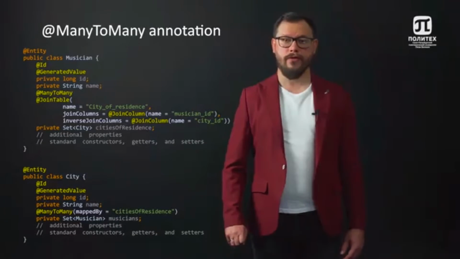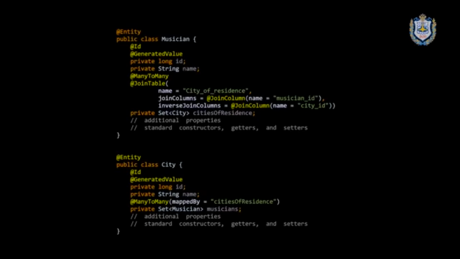Also, we should configure the relationship type. Hence, we mark the collections with many-to-many annotations. The owner side is where we configure the relationship, which for this example will be the musician class. We can do this with the join table annotation in the musician class.